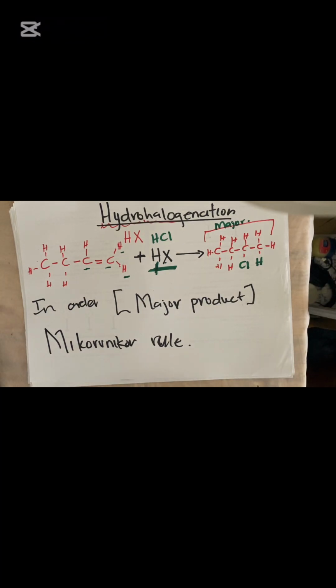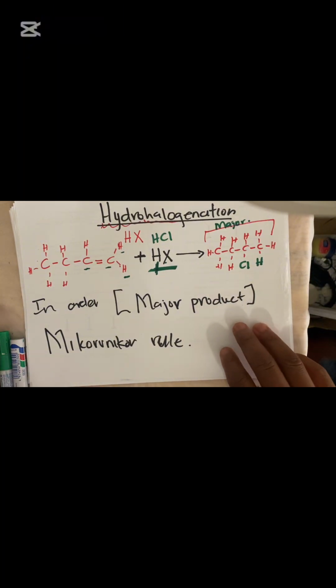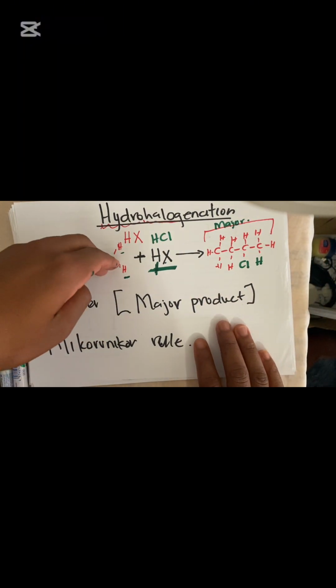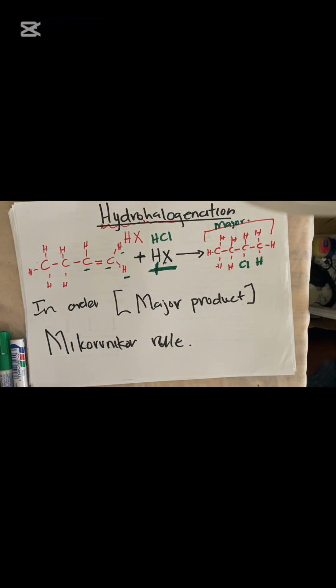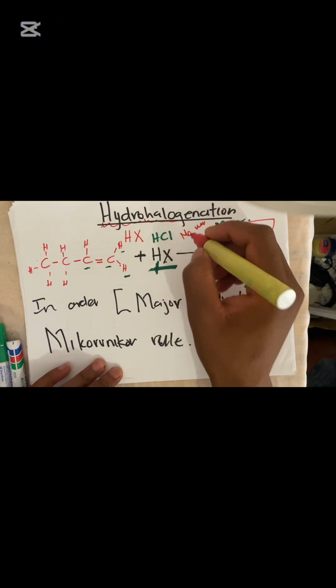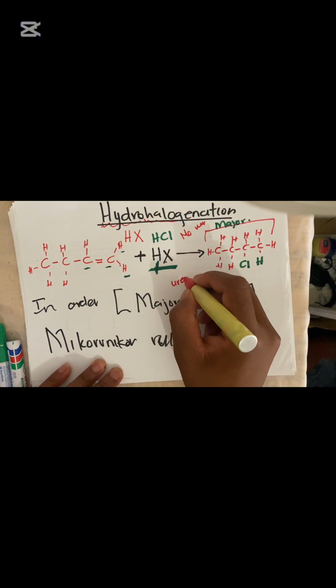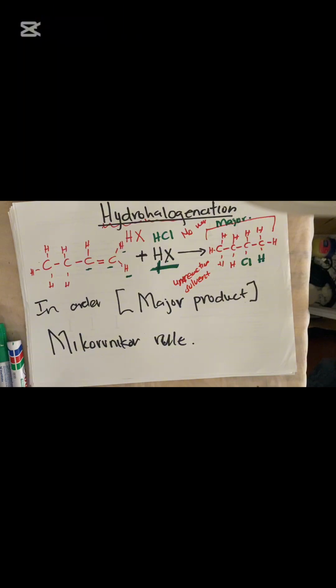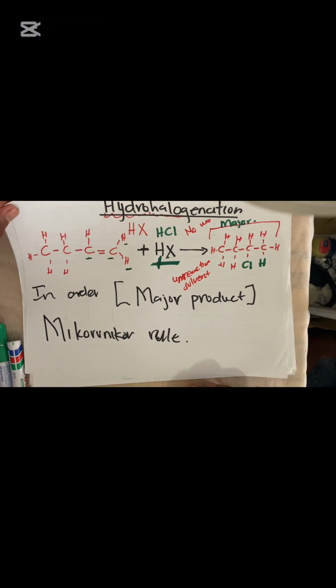Addition reaction, the type of addition reaction is hydrohalogenation. Be careful, you add only one hydrogen halide. So the reaction condition there must be what? No water. Reaction condition there must be what? No water or unreactive solvent.